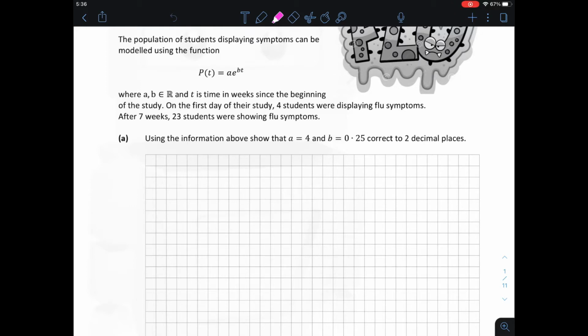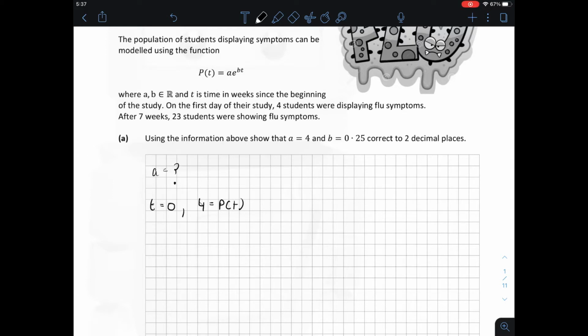So we have two unknowns in this equation, that's a and b. So we're going to solve for each separately using the information that we're given in the question. We're going to solve for a first. To solve for a, we're told that on the first day of study, 4 students were displaying flu symptoms. This means that when t was equal to 0, the population of students was equal to 4. So P(0) equals 4.